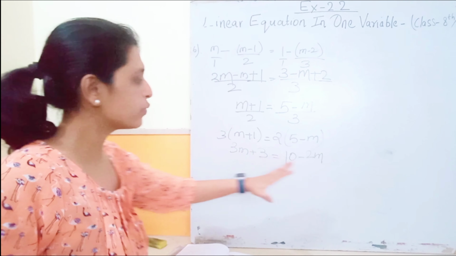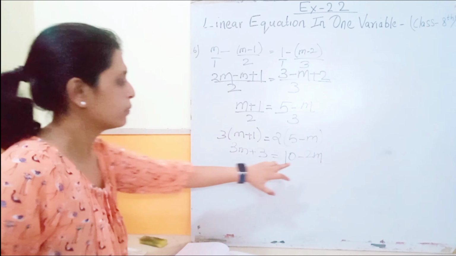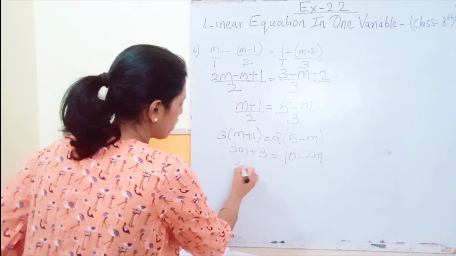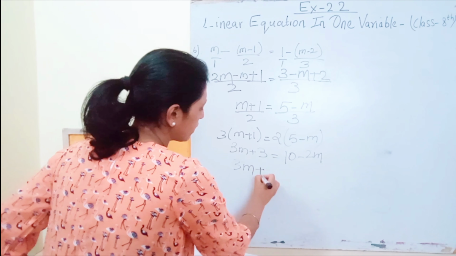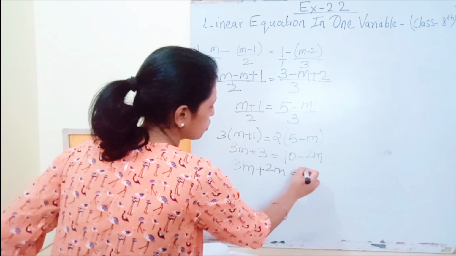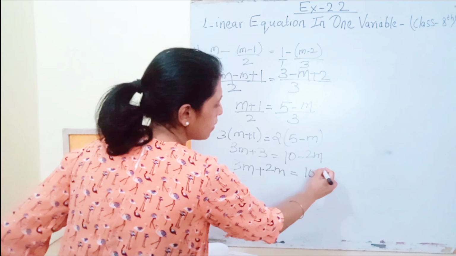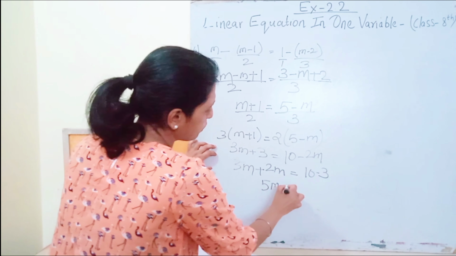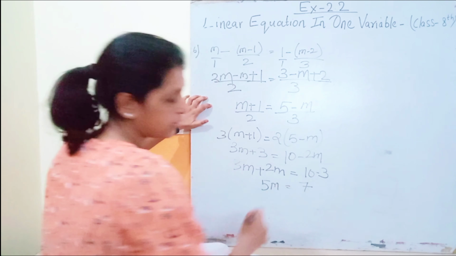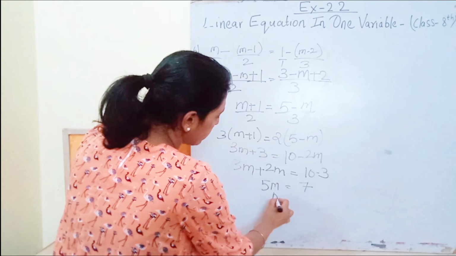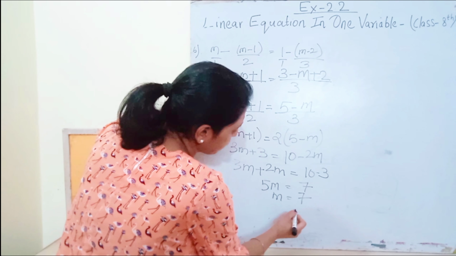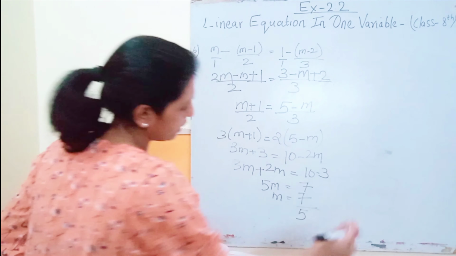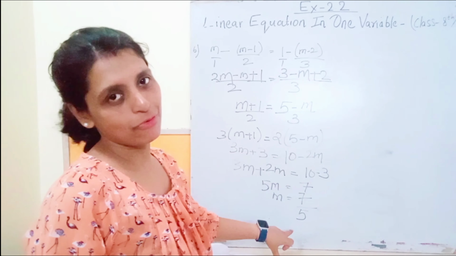Now what are we going to do? We are going to side transfer minus 2m, because these are like terms, and all the like terms will be at one side. So 3m plus 2m will become 5m... Here plus 3 will be minus 3. Now 3m plus 2m is your 5m is equal to 10 minus 3 is your 7. Now 5 is multiplied on this side, so it will be transferred. So 5 will be in the denominator, that is 7 upon 5.